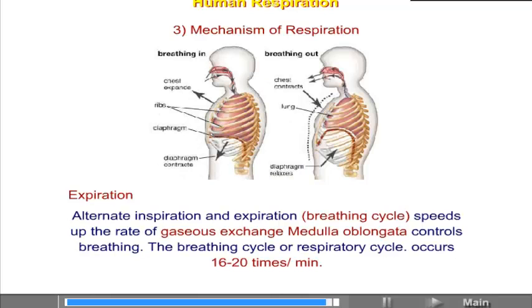Alternate inspiration and expiration, that is the breathing cycle, speeds up the rate of gaseous exchange. Medulla oblongata controls breathing. The breathing cycle or respiratory cycle occurs 16 to 20 times per minute.